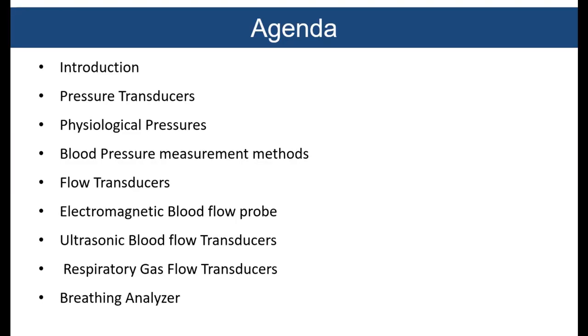The agenda of this chapter includes the introduction of biological pressures and flow transducers, pressure transducers, physiological pressures, blood pressure measurement methods, flow transducers, electromagnetic blood flow probe, ultrasonic blood flow transducers, respiratory gas flow transducers, and breathing analyzers. All these topics are going to be covered in this chapter of the course.